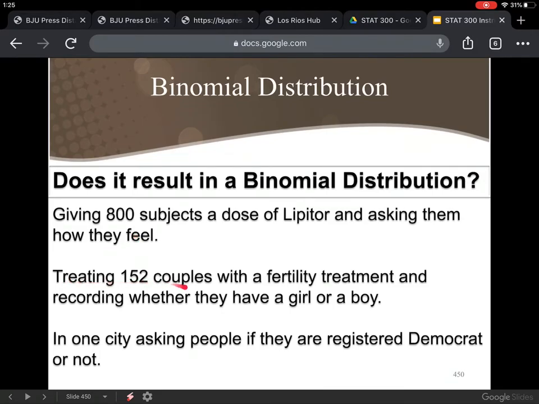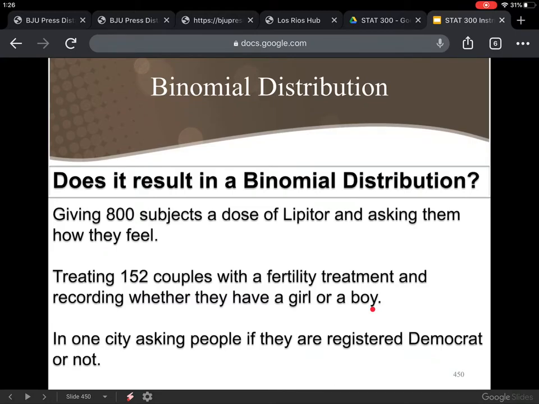Treating 152 couples with a fertility treatment and recording whether they have a boy or a girl. Just go through the FIST acronym. F, finite amount. Independent? Yes, they're independent. Successes are the same? Yes, girl or boy, 50-50 chance. And then are there only two outcomes? Yes, girl or boy. Okay?